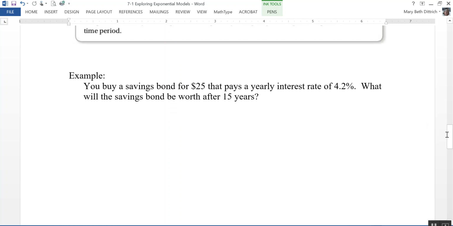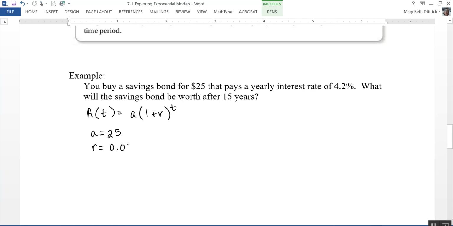You buy a savings bond for $25 that pays a yearly interest rate of 4.2%. What will the savings bond be worth after 15 years? So we're going to use this equation: A of t is equal to the initial amount times 1 plus r raised to the power of t. Let's identify what our variables stand for. A is the initial amount, so A is $25. My interest rate is 4.2%.